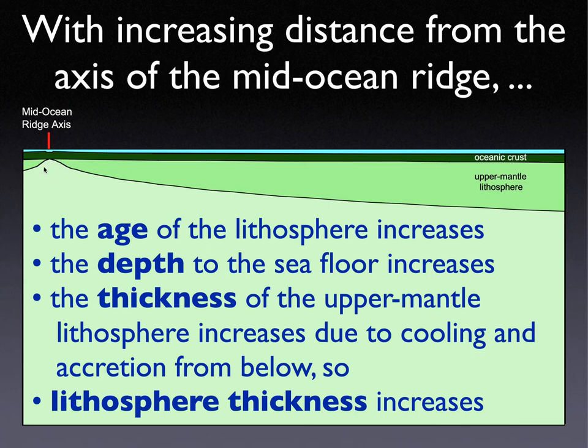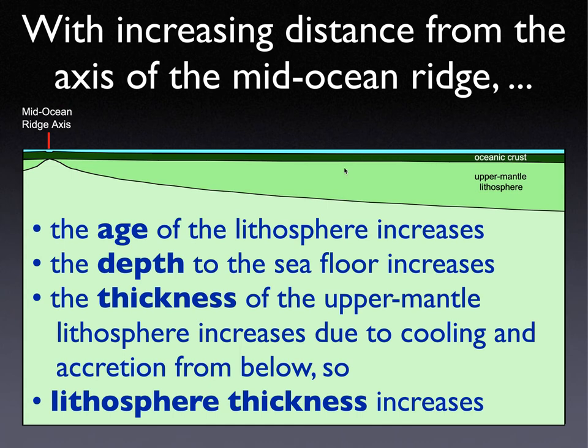it's moving away from this area where it's kind of hot, and it's cooling. And as it cools, it thickens by accretion. Part of the asthenosphere down here cools, and when it cools, it becomes strong and attaches itself to the bottom of the plate, kind of like barnacles on the hull of a ship. So as we move away from the mid-ocean ridge, the age of the lithosphere increases. This is zero age lithosphere being created right now during this talk. And as we move further and further away, the lithosphere's age is older and older and older.